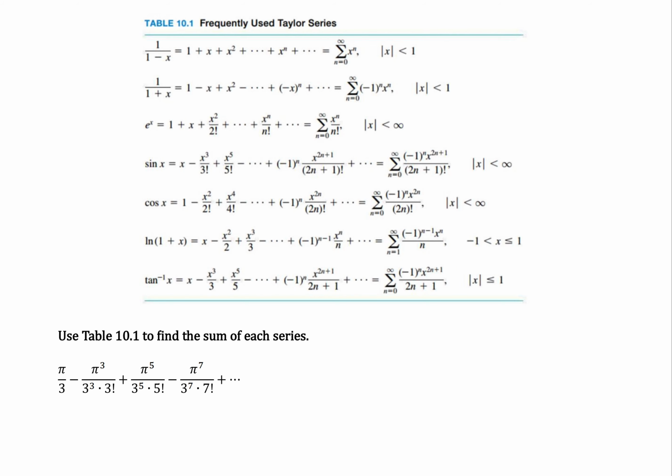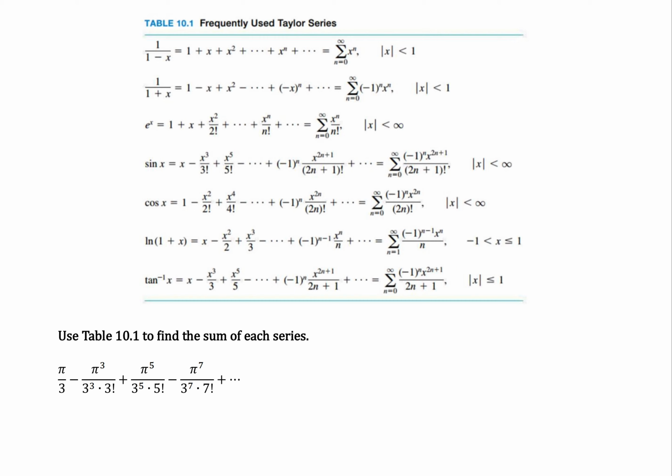So here we are going to start with a table of some frequently used Taylor series. So these are actually all going to be familiar. We've talked about these in one shape or form previously, but here they are listed all together for you. So this might be a nice resource to use. And I'm going to do a couple examples here. We're going to use this table to find the sum of some series.